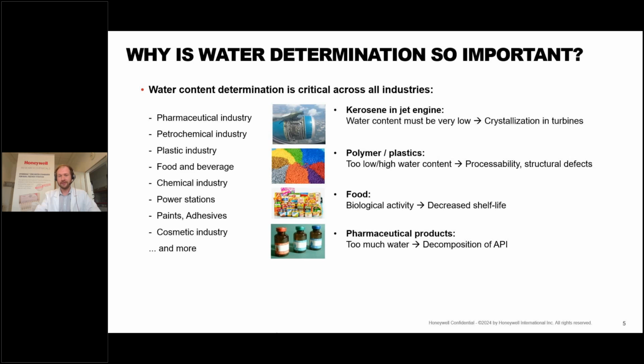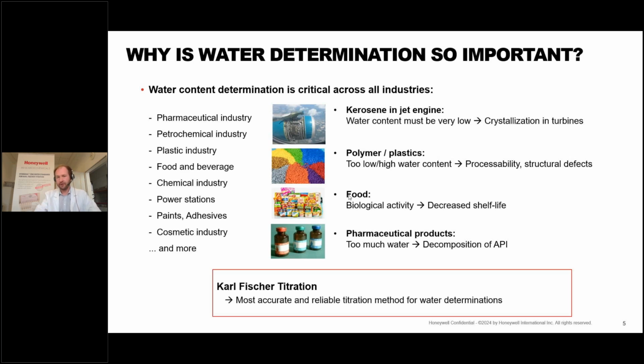And if you have too much water inside plastics or food, chemicals and APIs, then you will have a negative impact on the product quality, shelf life, and functionality. So this is why it is very important to perform accurate water determination across all industries. And yes, the most valuable titration method for accurate and reliable water determinations is the Karl Fischer titration.